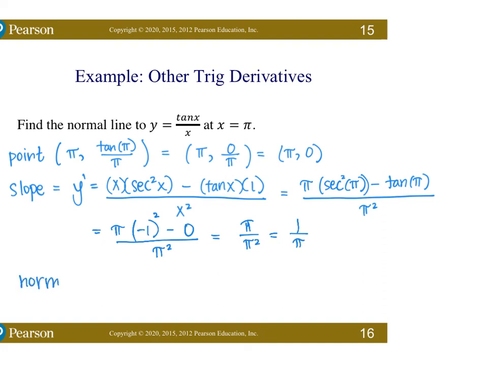So my normal line would take the opposite reciprocal, and so I'd have y minus 0 equals a normal slope of negative pi times x minus pi.